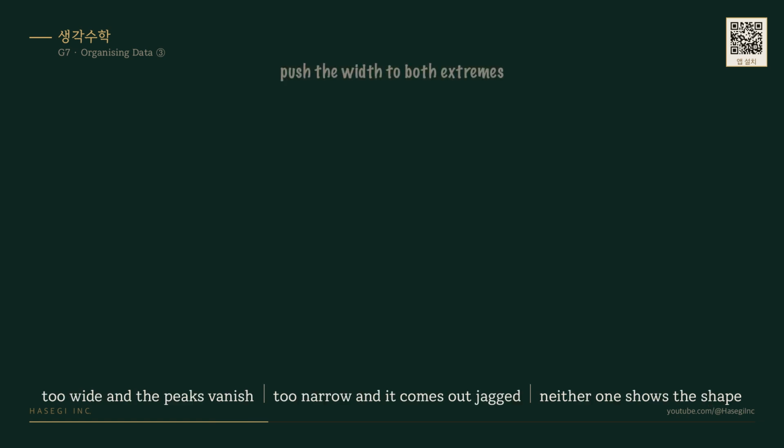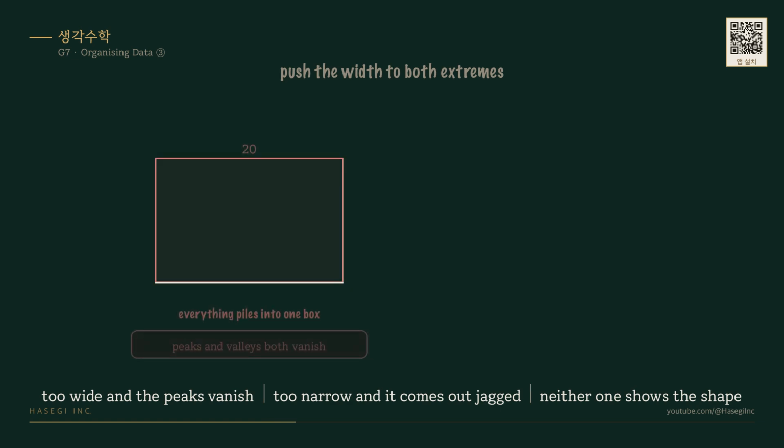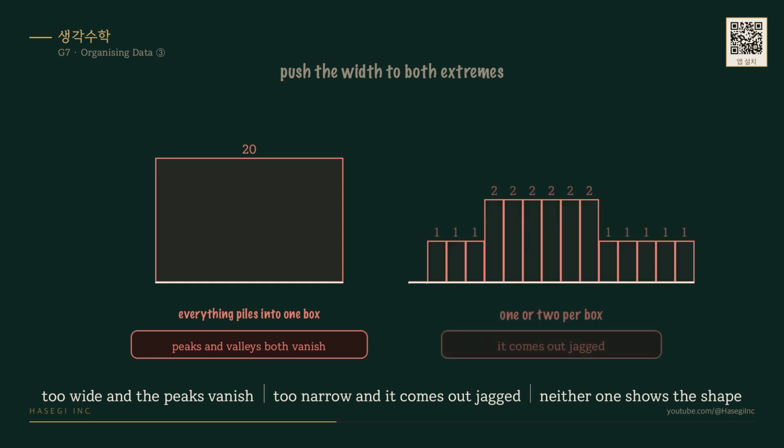Push the width to its extremes. Make it very wide and everyone lands in one or two boxes, and the peaks and valleys vanish. We set out to group the data and flattened it instead. Make it very narrow and each box holds one or two people, and it comes out jagged. That is no better than the pile of digits we started with.